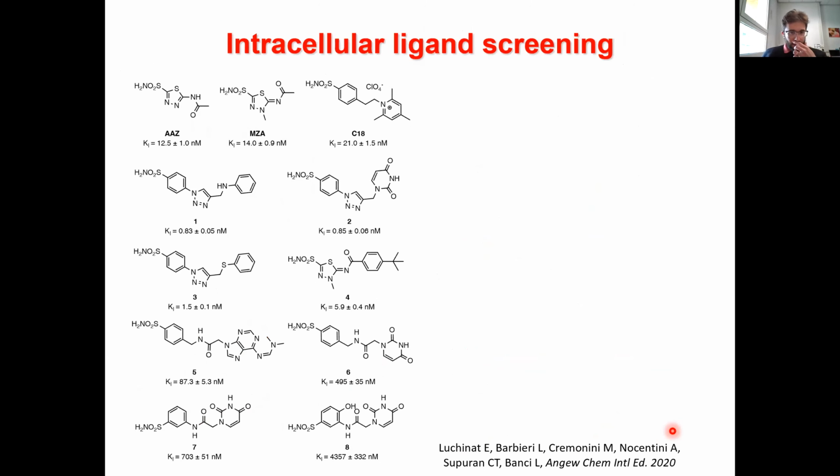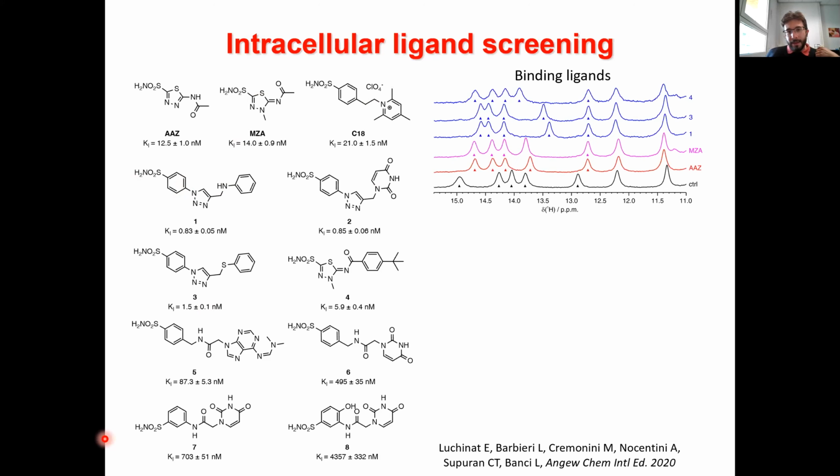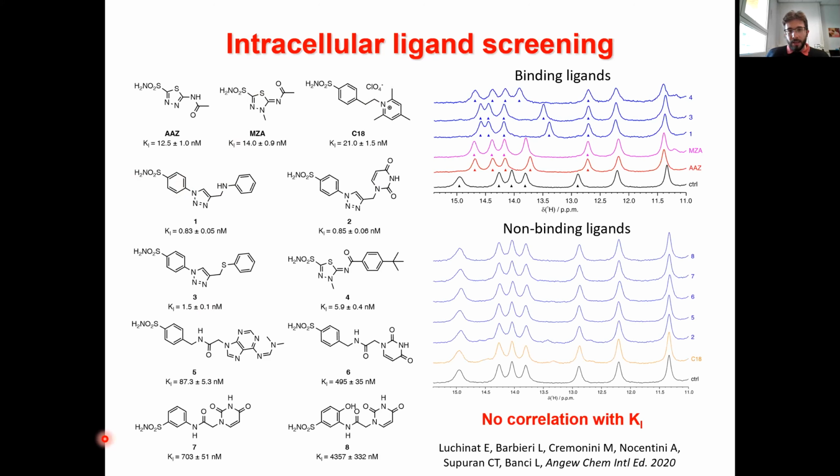This allowed us to assess the binding of a series of compounds, a few reference ones, and then some other compounds developed by Claudio Supuran's group here in Florence. We immediately realized that while several of these ligands induced changes in the chemical shift, which correspond to binding, to the formation of a protein-ligand complex, several others just didn't bind.